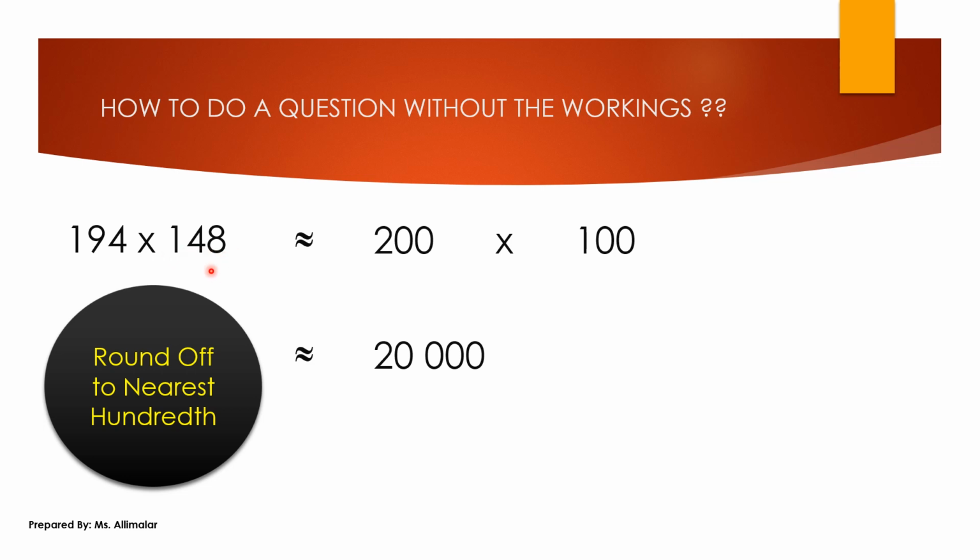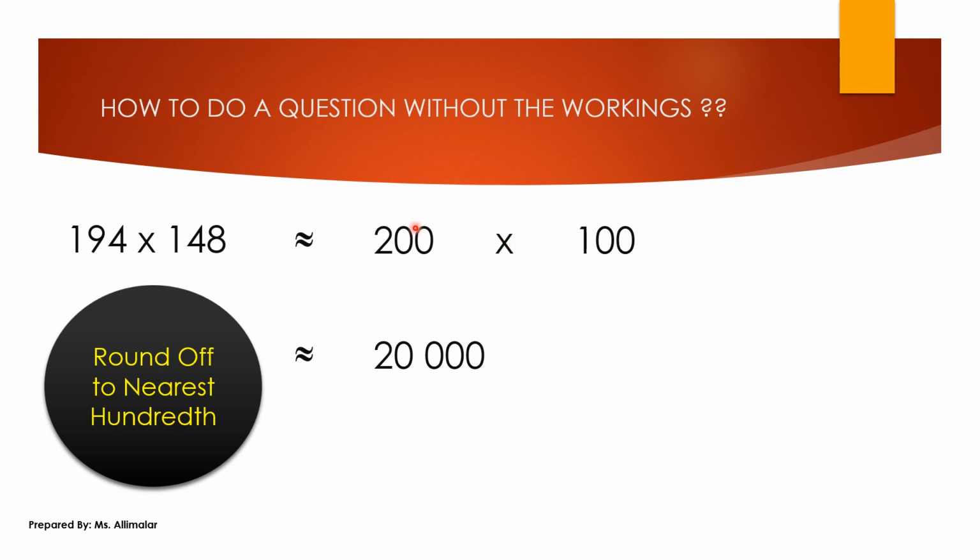148. Round off to the nearest hundreds. 1, 4. 14. 4 is smaller than 5, right? Correct? 4 is smaller than 5. So when you round off, this 14 won't become 20. It will become 10. So that's why you have 10 here. You have 8 here, right? Automatically, that 8 will become 0. So, what is 200 times 100?